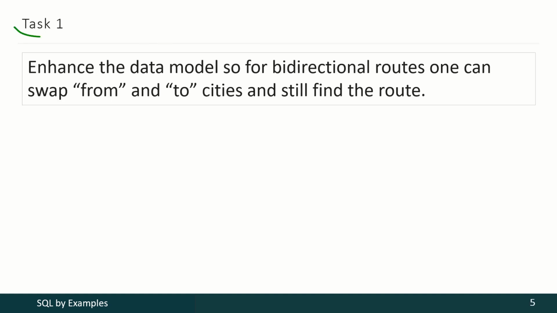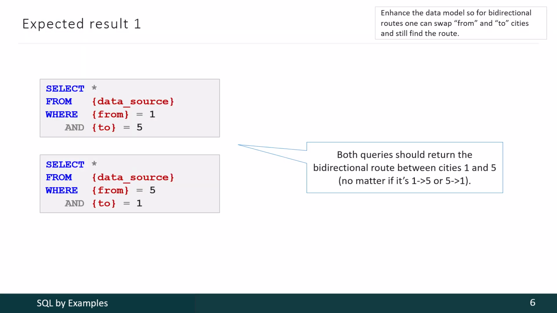Now we may proceed with tasks, and in the first one we have to enhance the data model, so for bidirectional roads one can swap from and to cities and still find the road. The idea and the expected result here is the next. Imagine that we have two queries. Here is query 1, here is query 2.